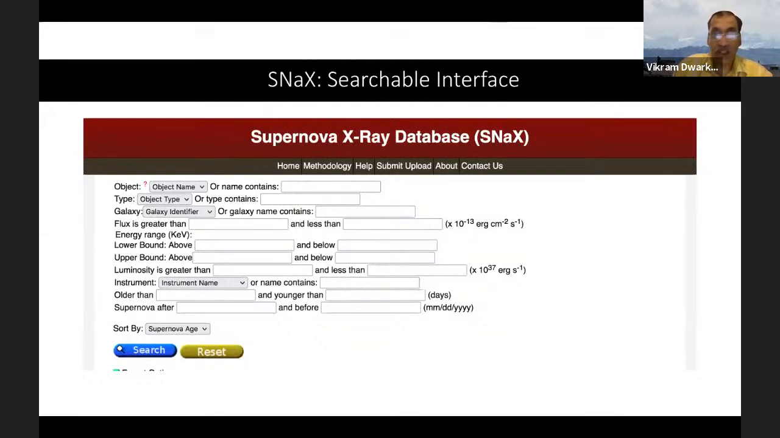Well, you get a completely searchable interface. You can search any way you want. You can search by the object name. You can search by the type of supernovae, the galaxy, the flux, the luminosity, the age, almost anything you can dream of. So you can search for it in that manner.